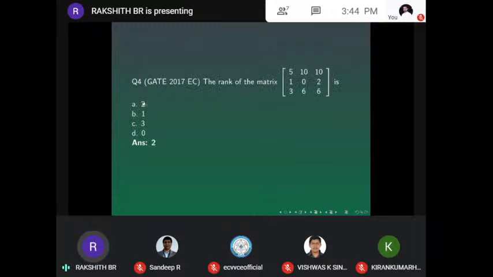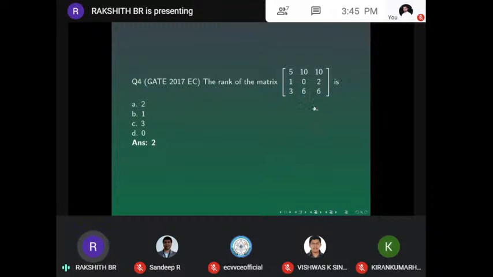So these are the options: 2, 1, 3, 0. If you look into this matrix, the first and third rows are linearly dependent. That means the rank of the matrix is not 3. And also you can look into this submatrix 5, 10, 1, 0. Its determinant is non-zero. Therefore, the first and second rows are linearly independent, and hence the rank is 2. The maximum number of linearly independent rows is 2 in this case, and hence the rank is 2.